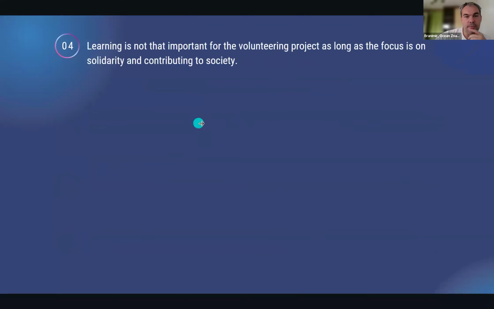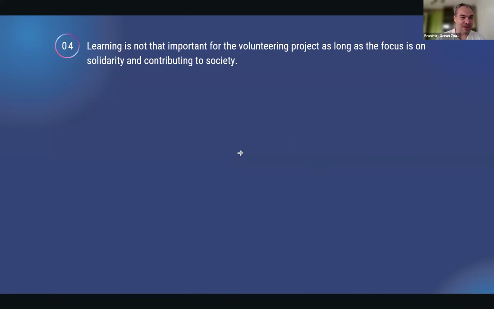Okay, we're continuing with the next slide. Learning is not that important for volunteering projects as long as the focus is on solidarity and contributing to society. True or false? False, false, false. True, Kerim says. Okay. Well, I would say it's very false. Otherwise, why would we be doing this workshop?